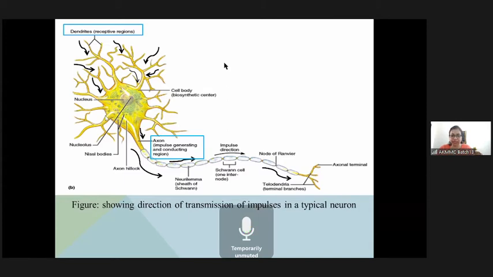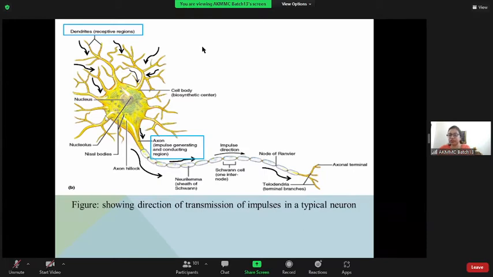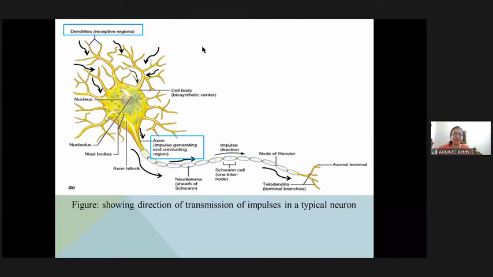Now tell me the numbers of dendrites and axon. The number of axon is only one, but the number of dendrites is more than one. Very good. And which one is longer, which one is shorter? Axon is longer, and dendrites are shorter and narrower. What will be the shape of dendrite and the shape of axon? Which one is cylindrical and tubular? Axon is cylindrical.